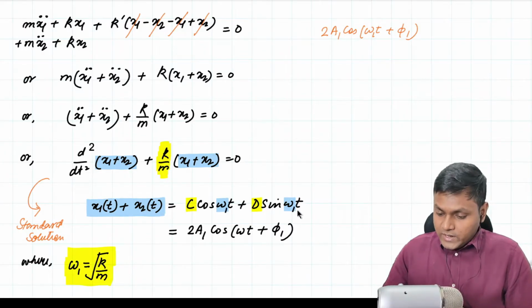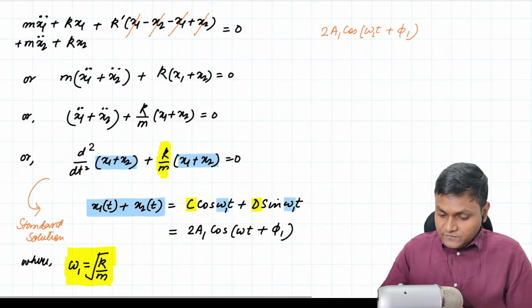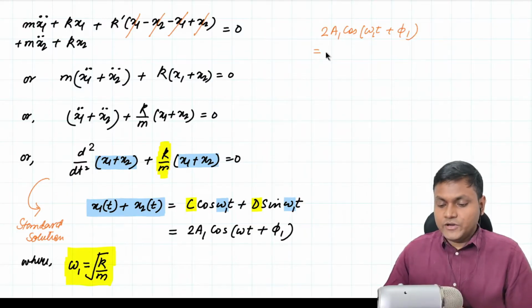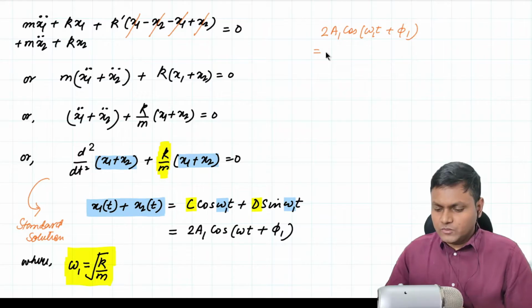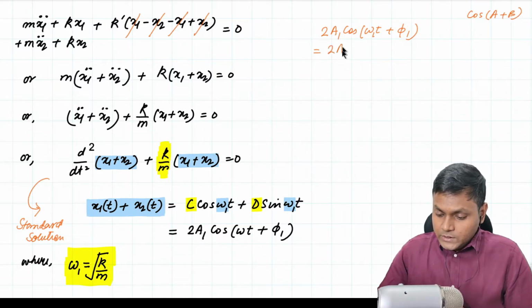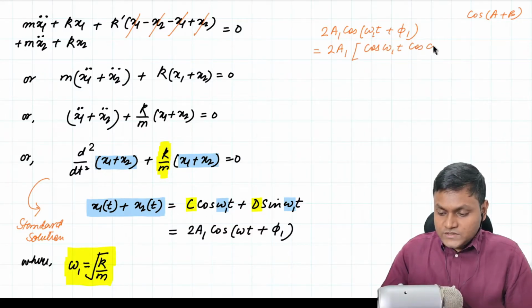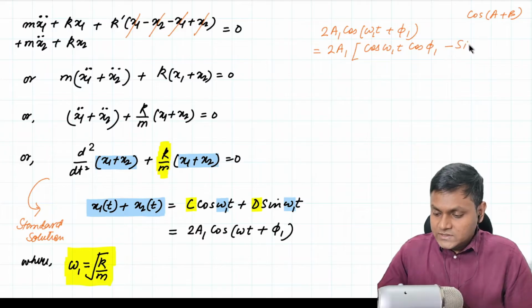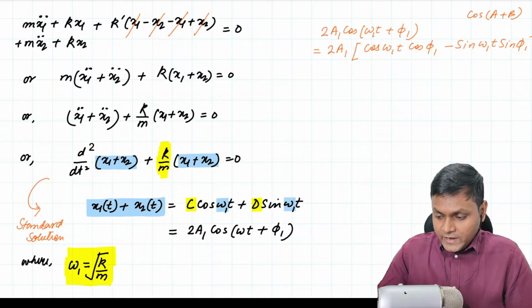So let's suppose this is omega 1. In this case, if you look at this particular expression, why I've written 2 will also become clearer in just a moment. So 2a1 cos(omega 1 t plus phi) can be written as cos(a plus b). Okay, what is cos(a plus b)? So this is nothing but 2a1 times cos a cos b minus sin a sin b, that is cos omega 1 t cos phi 1 minus sin omega 1 t sin phi 1, right?